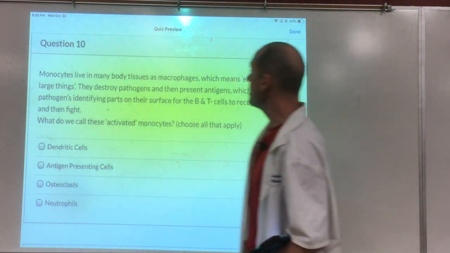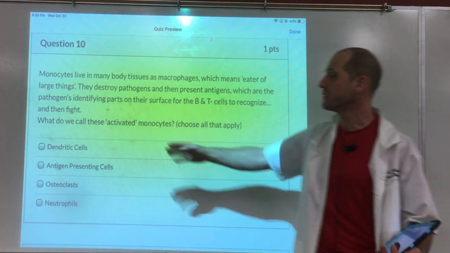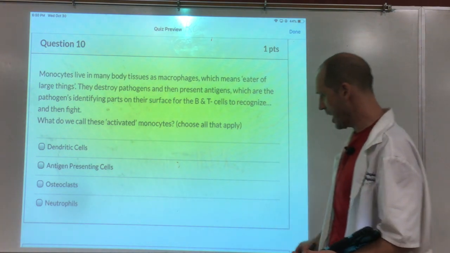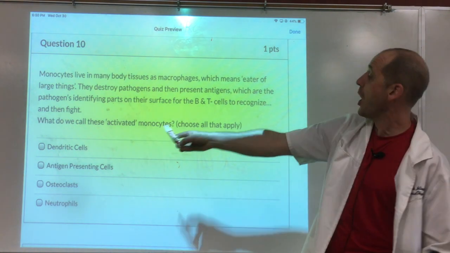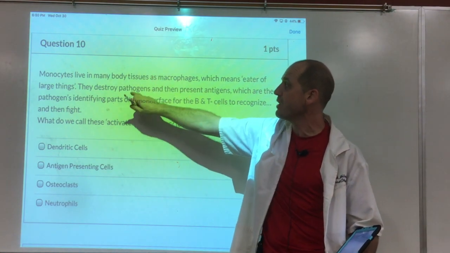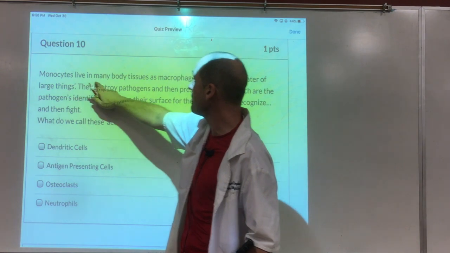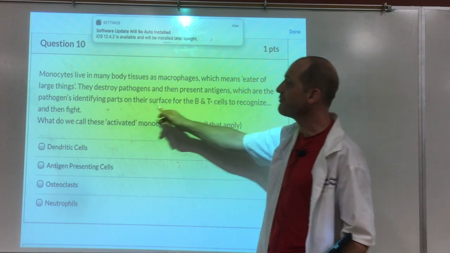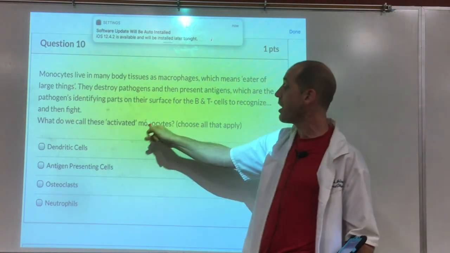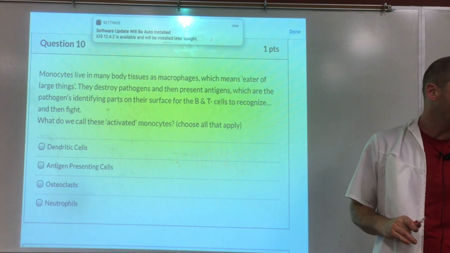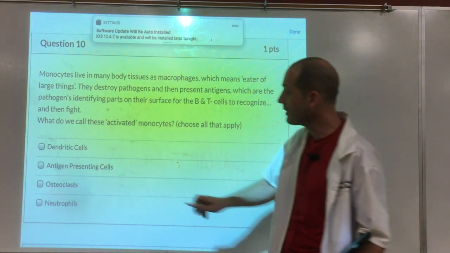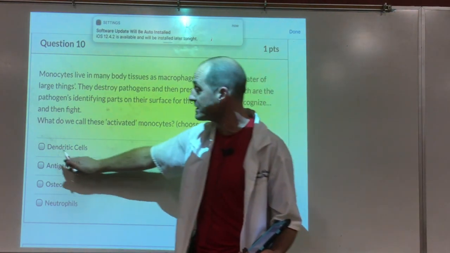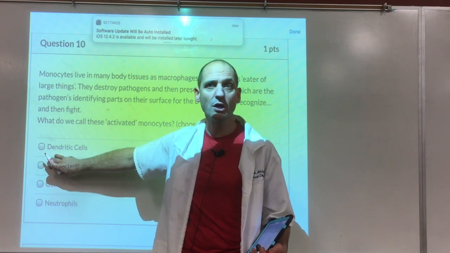This one is what we call activated monocytes, which we just talked about, when they eat the antigen. Come on, anybody? When we look at the monocytes, they live in different tissues. When they eat stuff and then present it on their surface, what do we call them at that point? We just talked about APCs. The antigen presenting cell. And there's two. Also dendritic cells. You got that?